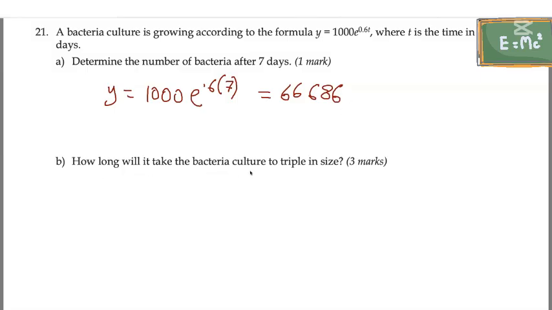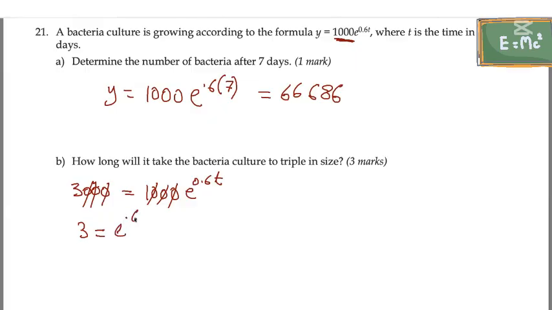Now, how long will it take the bacteria to triple in size? So triple in size, this is your initial right here, 1000. So if it triples, that becomes 3000 equals 1000 e to the 0.6 t. Now, because this is e, I'm going to ln both sides. But before I'm lning, I'm going to divide both sides by 1000. So a 0 cancels a 0, another 0 cancels this 0, another 0 cancels this 0. So 3 divided by 1 is going to be 3. Just know that if you're dividing and there are zeros on both sides, you could do that.